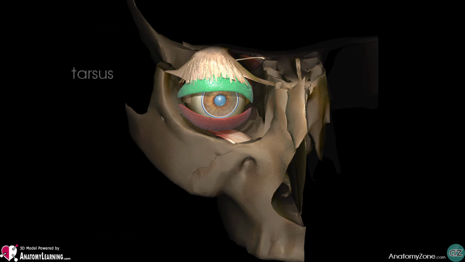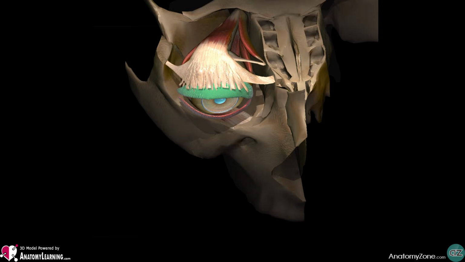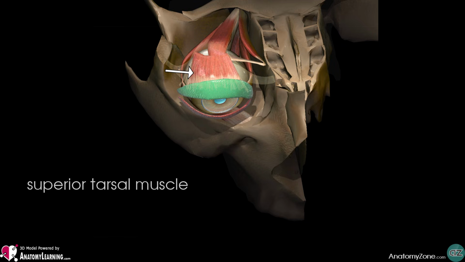A collection of smooth muscle fibers attaches from the levator palpebrae superioris to attach on the superior aspect of the superior tarsus. This collection of muscles is known as the superior tarsal muscle and is innervated by the sympathetic nervous system.